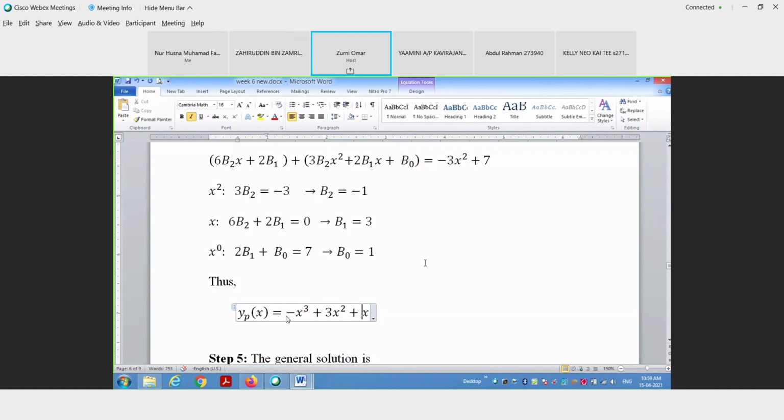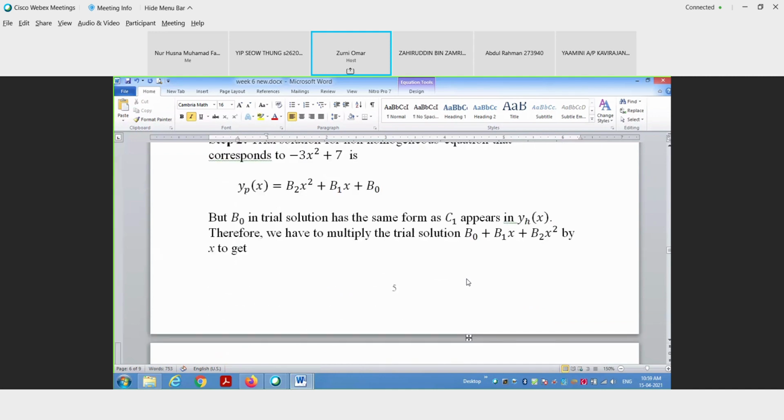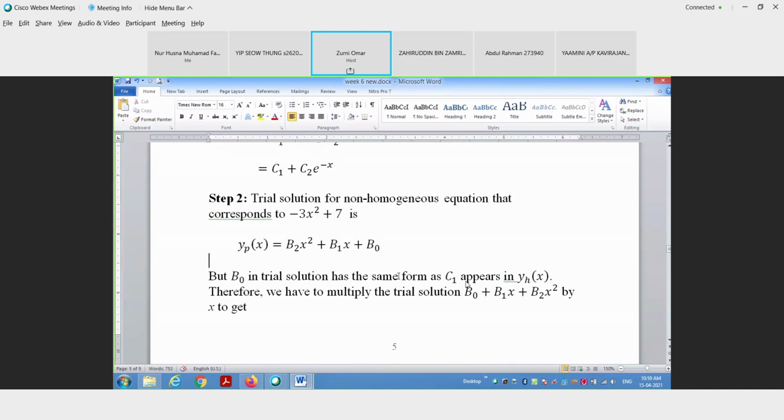Sir, can you explain again for step 2? This one, yes? Step 2. Compare the YP x and YH x. May I know your name, please? I cannot see your name here. My name is Yip. Okay, Yip, this step you understand? YP in this step you understand? You refer to the table, right?